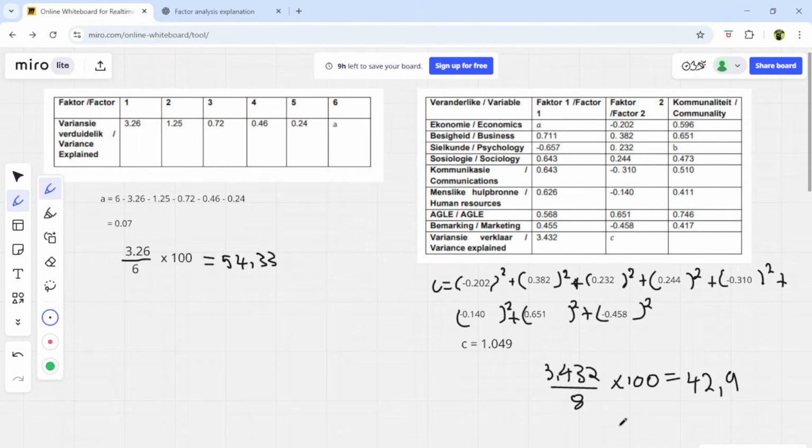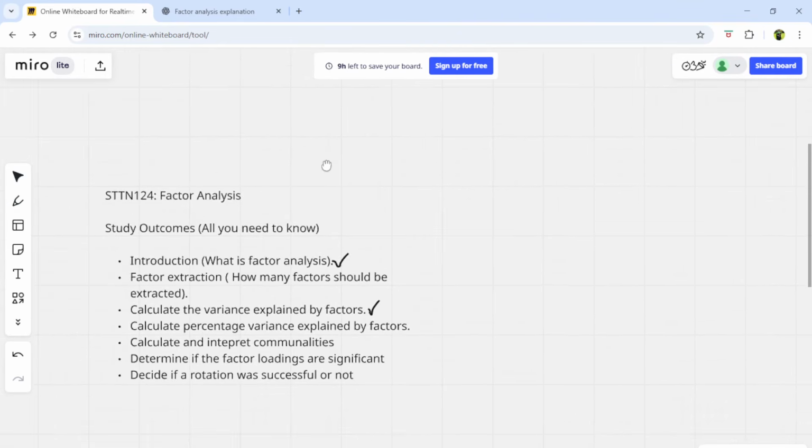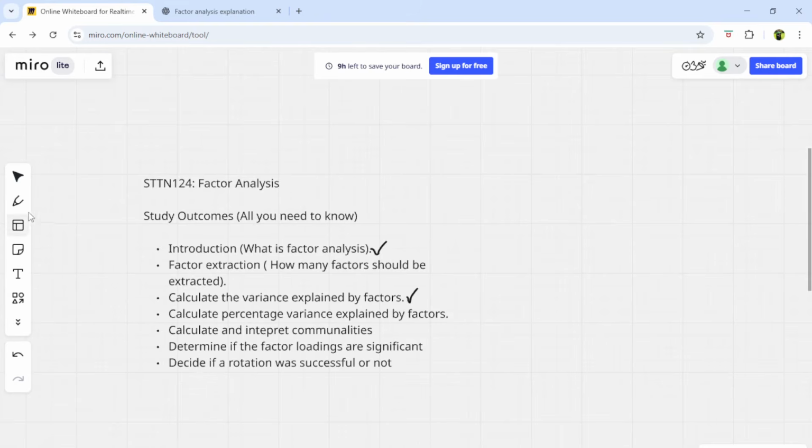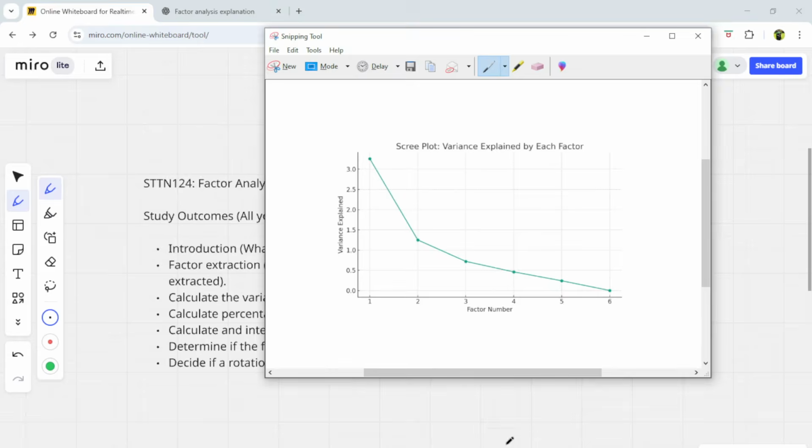Sometimes they will say calculate the variance explained by the extracted factors. So if these two are the extracted factors, then like I said here, when they say factor 1 and factor 2, you're just going to add this factor and this factor, the one we got here, and then you divide by the number of variables and multiply by 100. That is how you calculate the percentage variance explained by a factor, right?